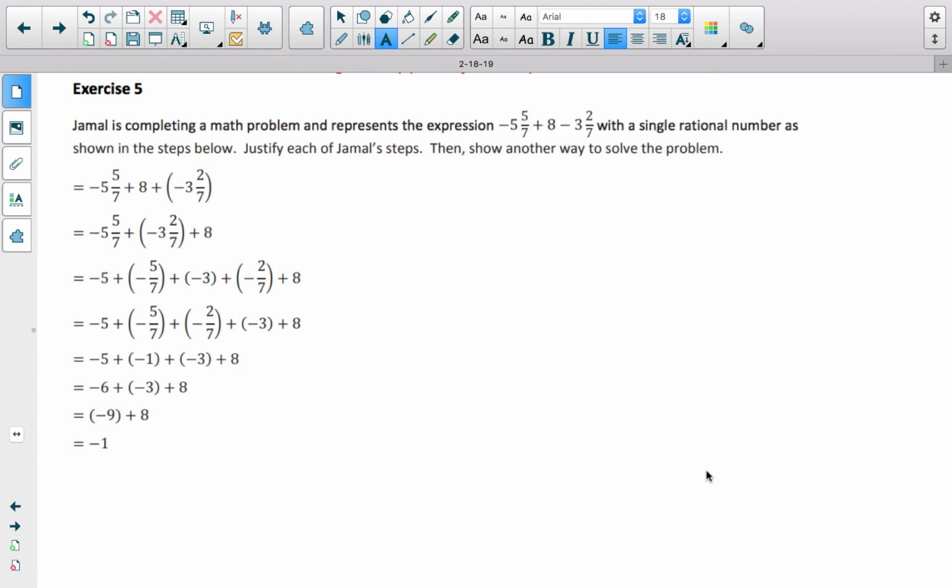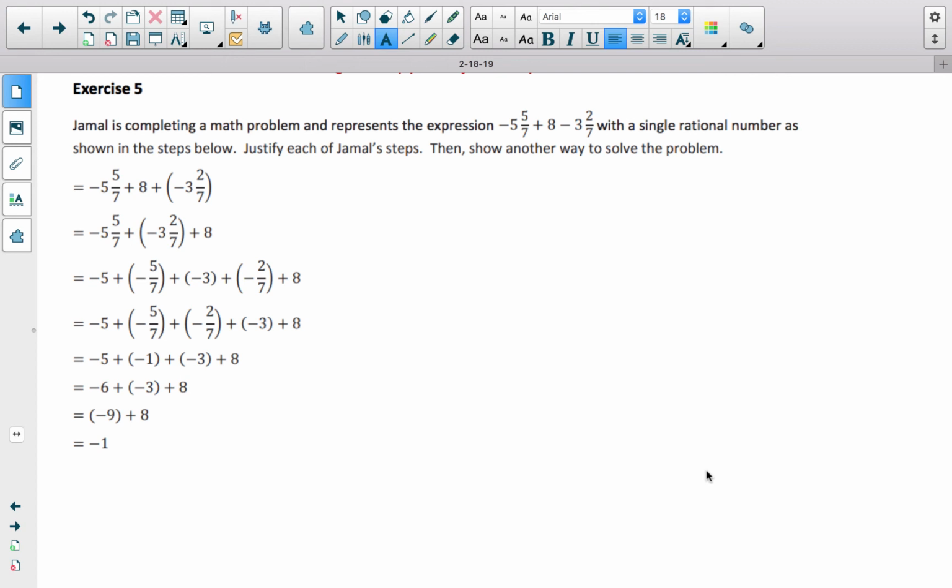All right, so with exercise 5, this is what I was mentioning earlier about picking your own strategy, but at the same time being able to analyze correct mathematical steps. We have Jamal here who is solving this problem, and he got an answer of -1.